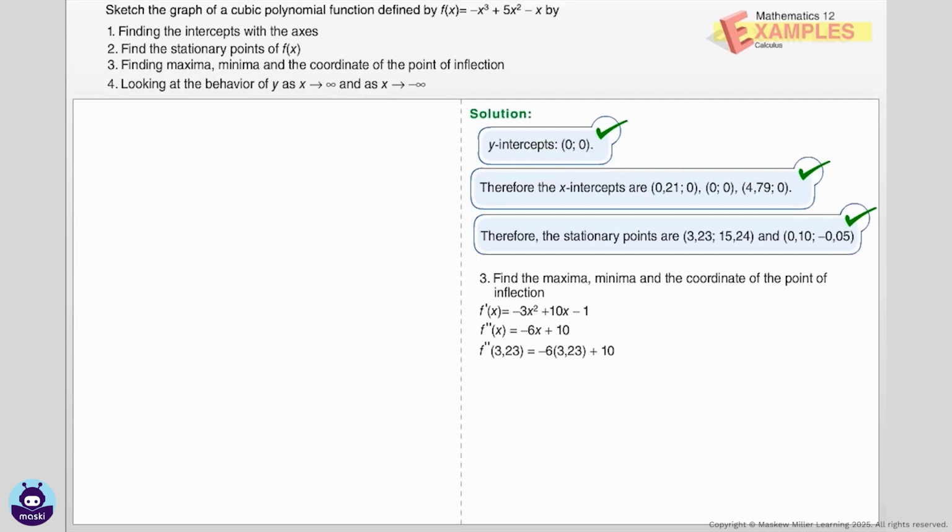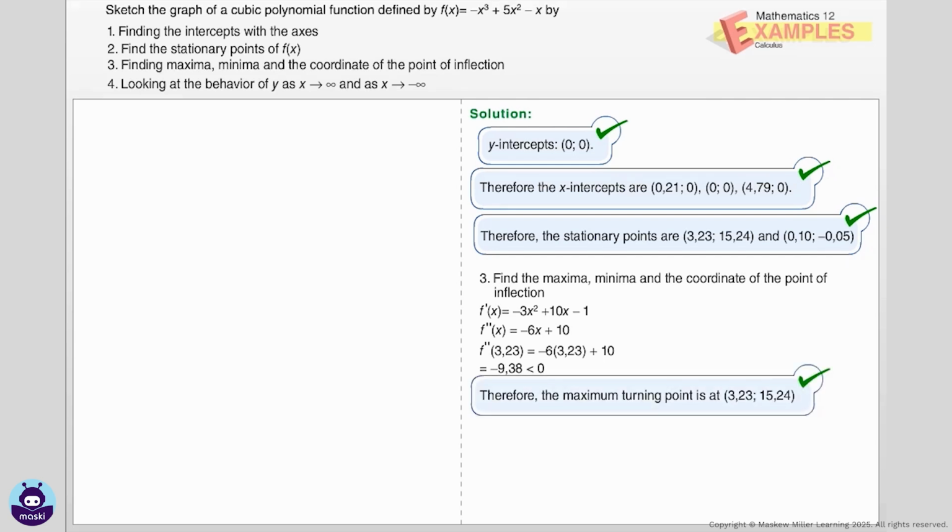f double prime of 3,23 equals negative 6 times 3,23 plus 10 equals negative 9,38, which is less than 0. Therefore, the maximum turning point is at (3,23, 15,24). f double prime of 0,10 equals negative 6 times 0,10 plus 10 equals 9,4, which is greater than 0. Therefore, the minimum turning point is at (0,10, negative 0,05).